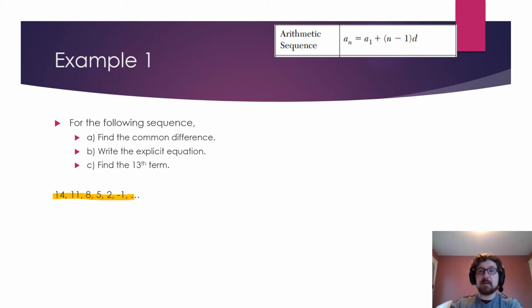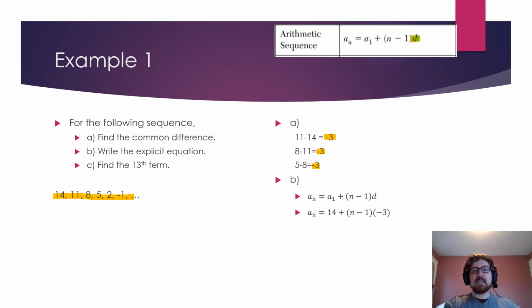First, A, find the common difference. 11 minus the term before it, 14, well, that's going to be negative 3. 8 minus the term before it, 11, is going to be minus 3. 5 minus the term before it is, you got it, minus 3. So that tells us that d up here is going to just be our minus 3 that we just found by doing the subtraction. You should always get the same thing. If you're not getting the same thing, it might not be an arithmetic sequence.